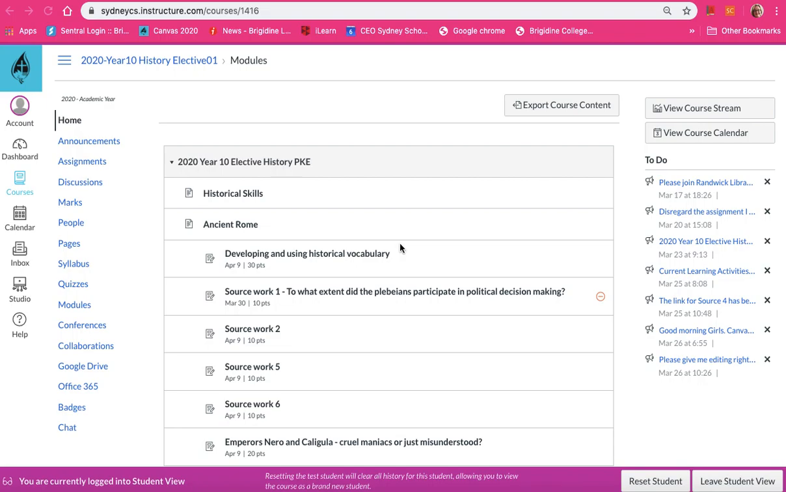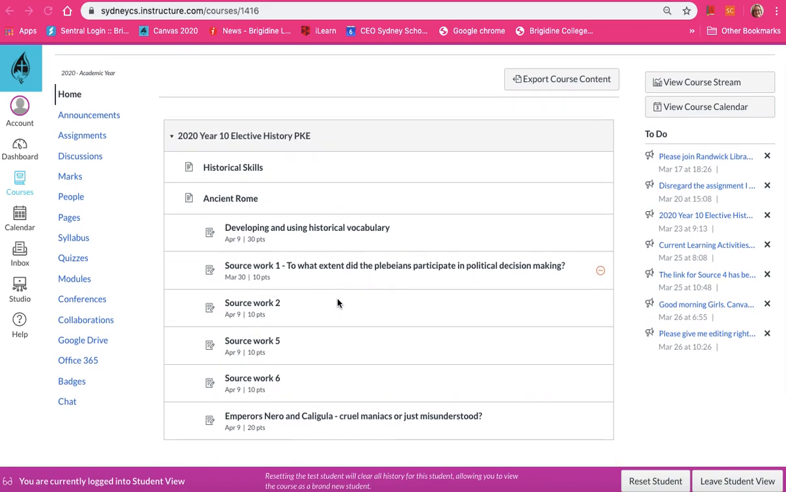I'm just going to show you exactly where everything is. So I'm looking at this Canvas page that's relevant to you through Student View. Okay, so we've got historical skills, ancient Rome. We started off the year with skills, still doing them though. Ancient Rome is our current topic.